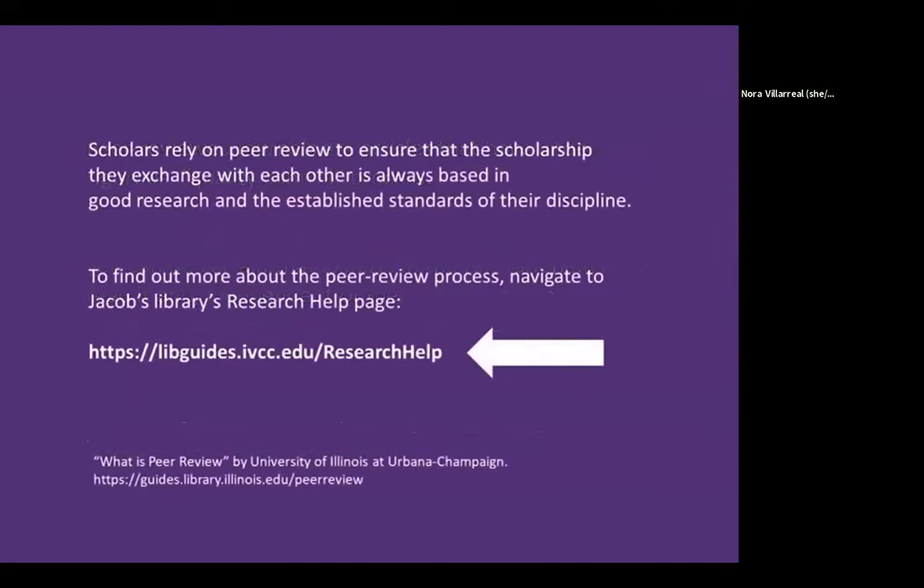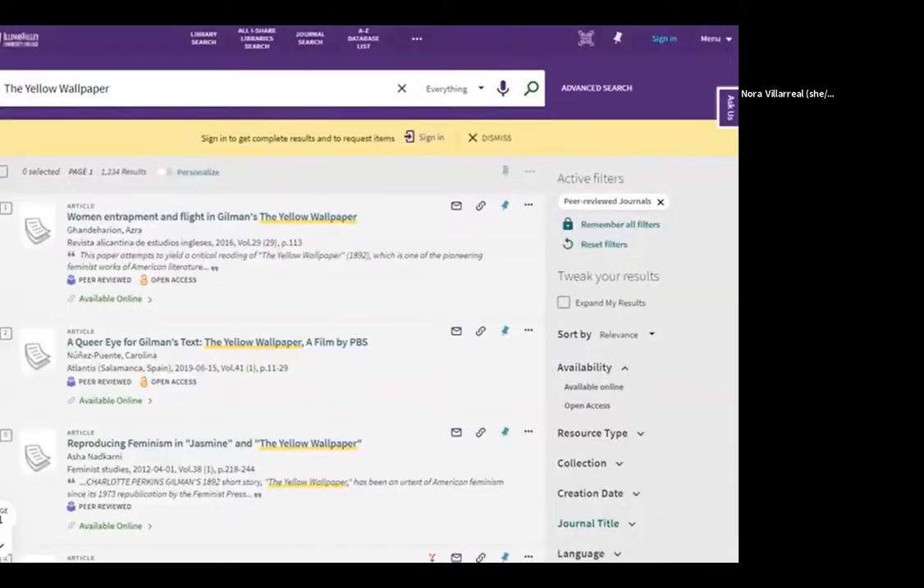Scholars rely on peer review to ensure that the scholarship they exchange with each other is always based in good research and the established standards of their discipline. To find out more about the peer review process, navigate to Jacobs Library's Research Help page. Now, back to the search.